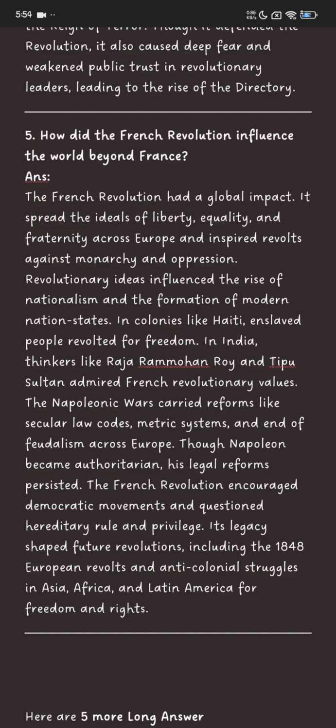The French Revolution encouraged democratic movements and questioned hereditary rule and privilege. Its legacy shaped future revolutions, including the 1848 European revolts and anti-colonial struggles in Asia, Africa, and Latin America for freedom and rights.